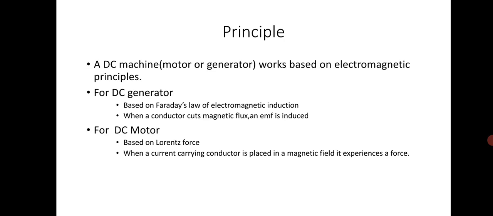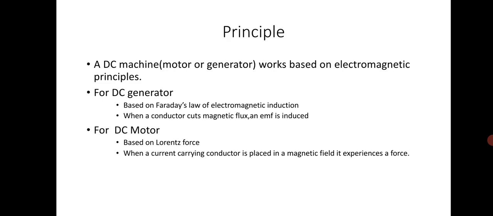Then the principle. This DC machine works on the principle that if a conductor moves in a magnetic field, an EMF is induced. What is EMF? Electromotive force. That is the generator action. When current flows in a magnetic field, a force is produced. That is motor action. So in a DC machine, motor as well as generator, the construction is the same, only the operation differs, but it is based on electromagnetic principles.